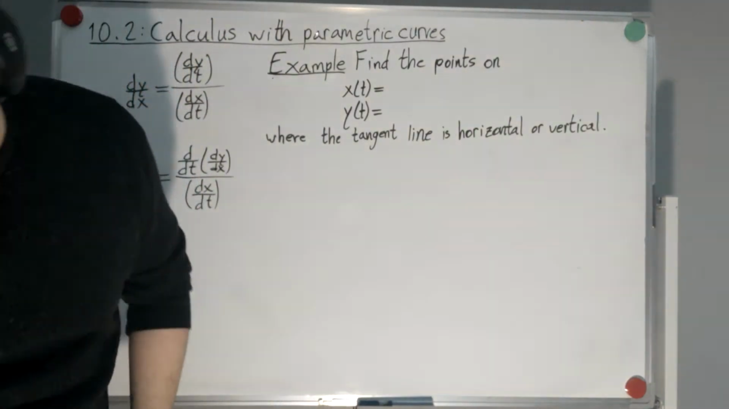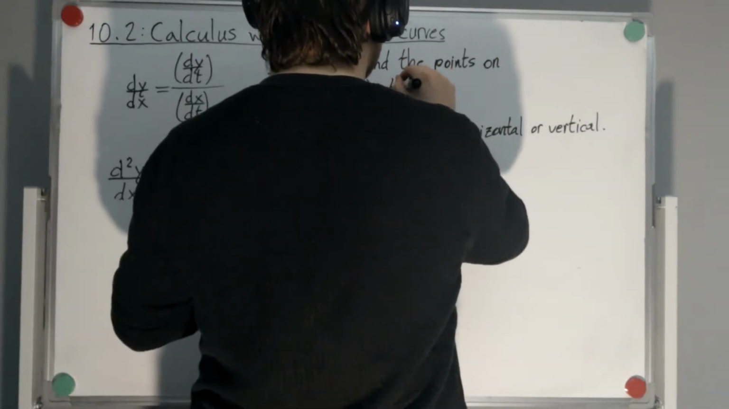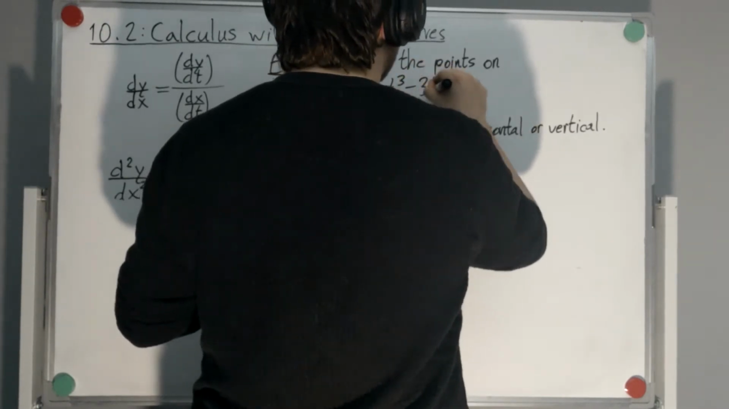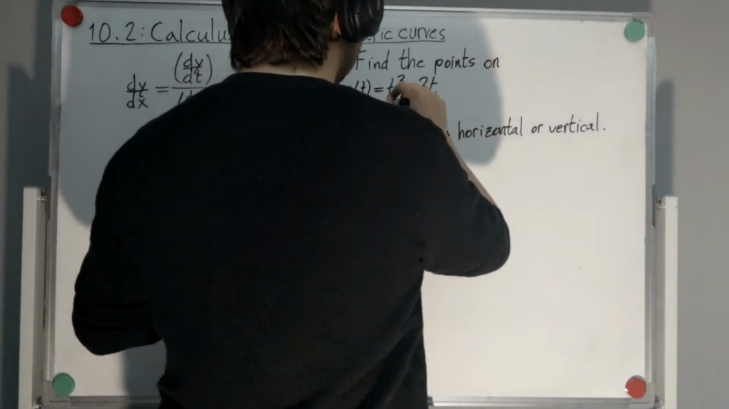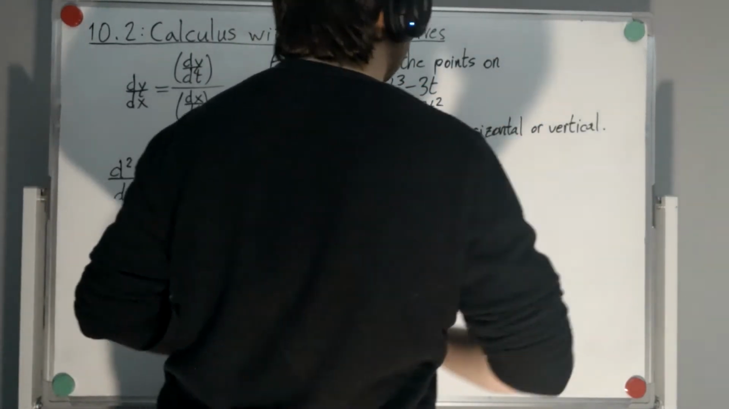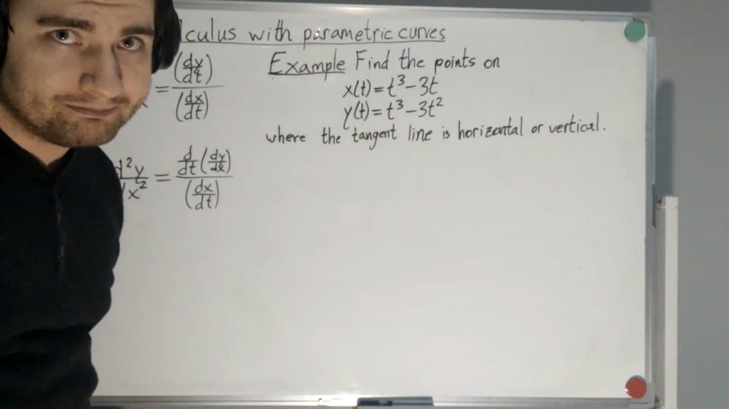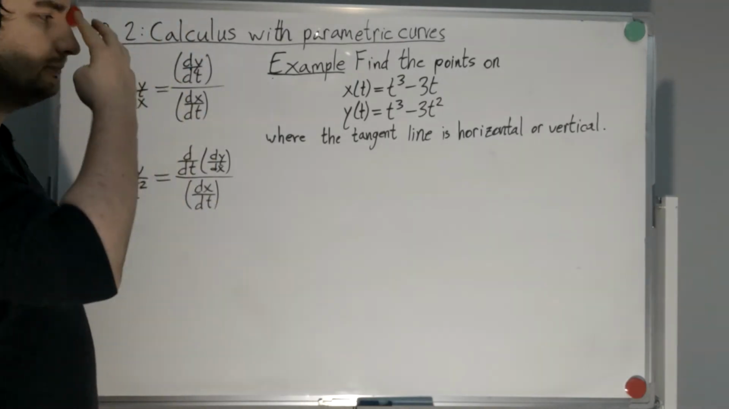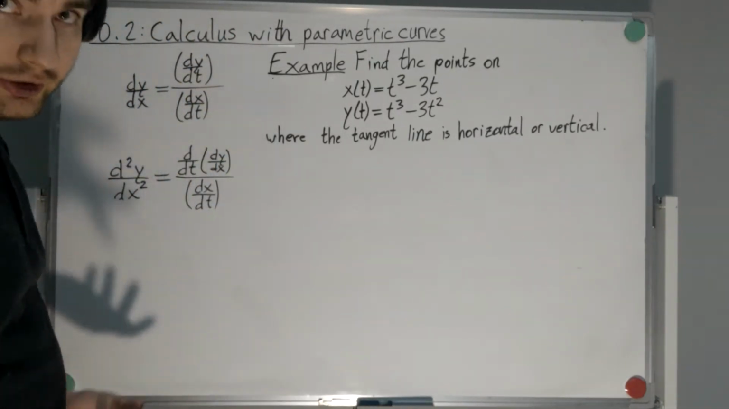So x is going to be t cubed minus 3t. Y is going to be t cubed minus 3t squared. And no restrictions on t. You can just vary over all real values. Okay. So again, we're asked to find where the tangent line is horizontal or vertical.